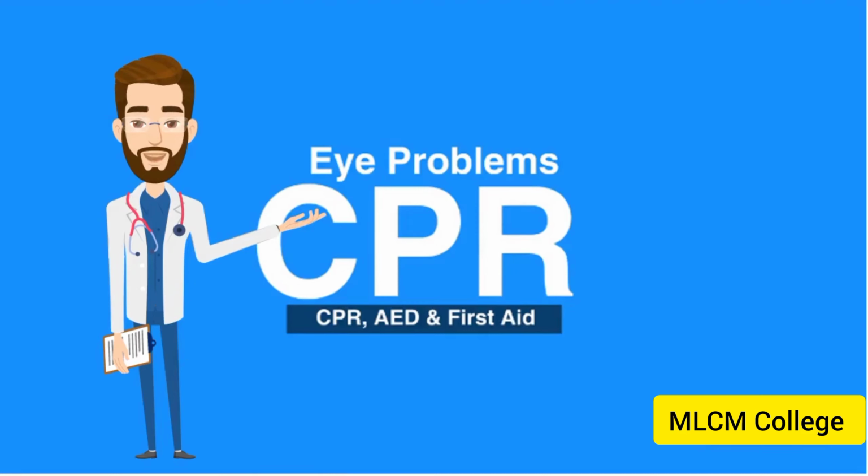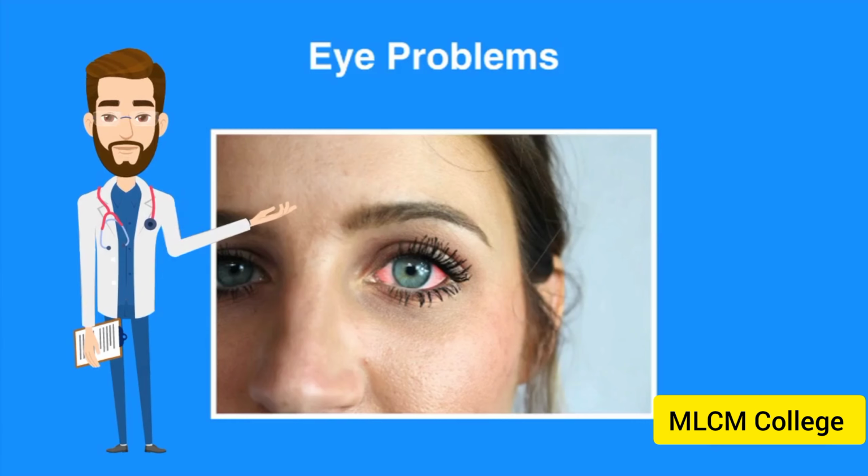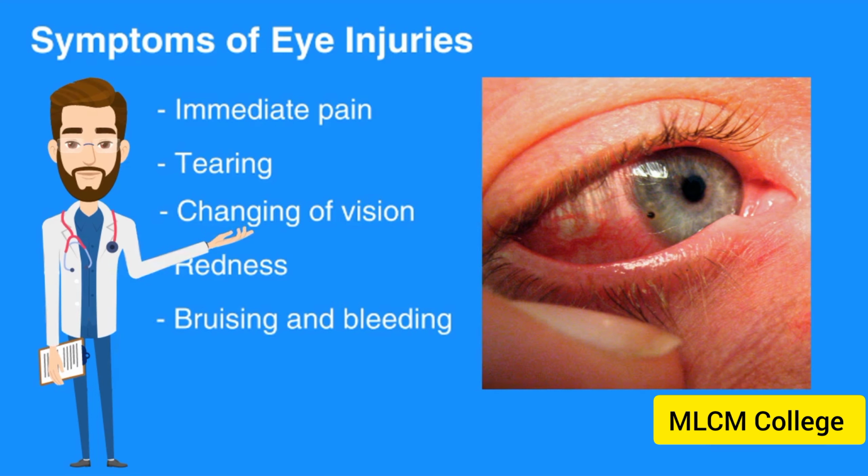Part 14, Eye Problems. Welcome to the lesson on eye problems. In this video, we will discuss causes and symptoms of eye problems and how to handle them. Common eye problems can result from direct blows, foreign bodies, or inadvertent scratching of the eye. Symptoms of eye injuries include immediate pain, tearing, changing eye vision, and redness. Bruising and bleeding can also occur.